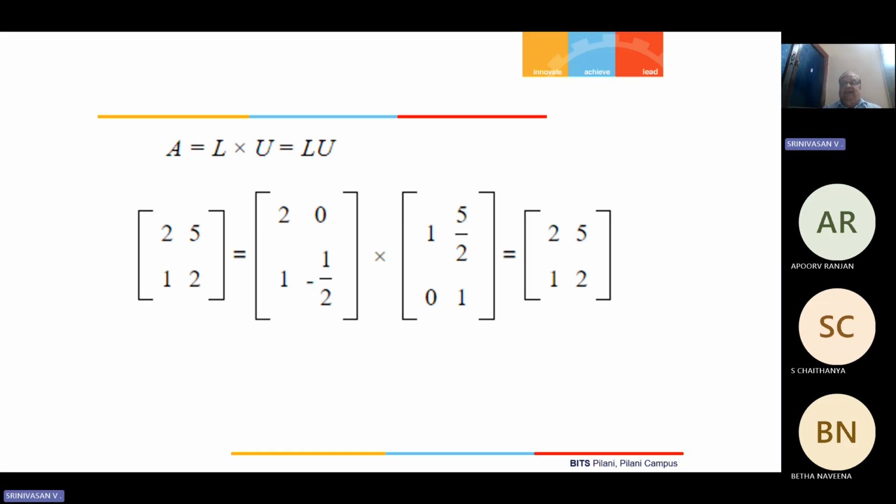After all, A is LU, it is L into U, isn't it? So if you multiply these two matrices, you will get the product. It is 2 into 1 plus 0, you get 2. It is 2 into 5 by 2, which is 5, plus 0, you get 5. It is 1 into 1 plus 0, you get 1. And 1 into 5 by 2, minus 1 by 2, gives 2. That is just a justification, which we don't need to show actually.